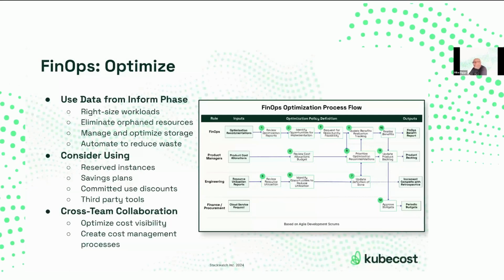And then, as we can see in this process flow diagram, it's a cross-team collaborative effort. So the idea here is that we want to optimize visibility across all of these teams. Everybody has insight into costs that are being incurred, into what their teams are incurring in terms of cost. And then we want to start building some cost management processes around it. So again, this is all part of those three FinOps pillars, a cross-team collaborative effort.